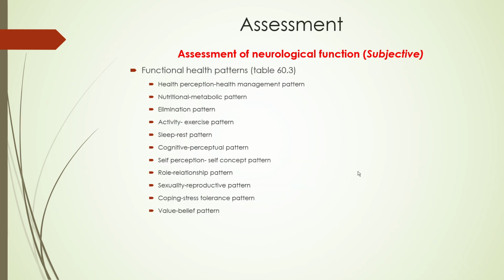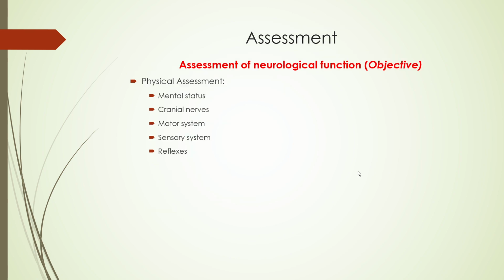So this table in your book, 60.3, is a lot of information, and I just wrote down the patterns on here briefly, but know that this is an additional way to assess for neurological abnormalities by going through these different patterns. And as you review that table and the information under each of these, it makes sense why this would be a really important piece of the neuro assessment. So just make sure you review that table.